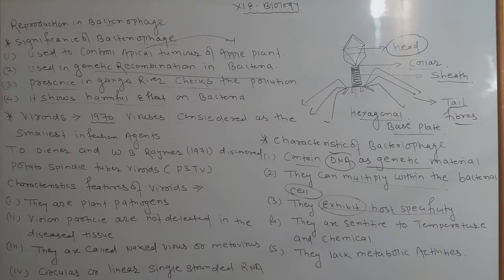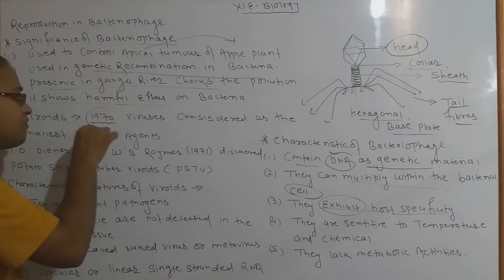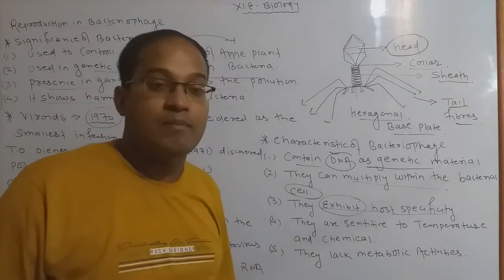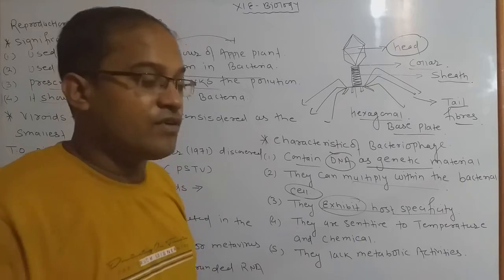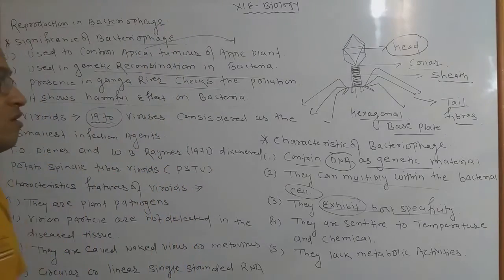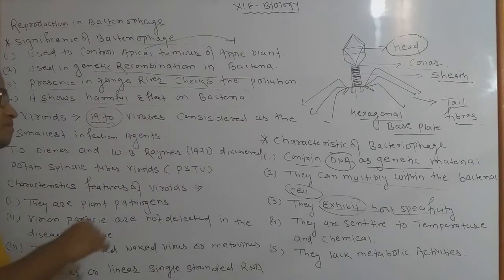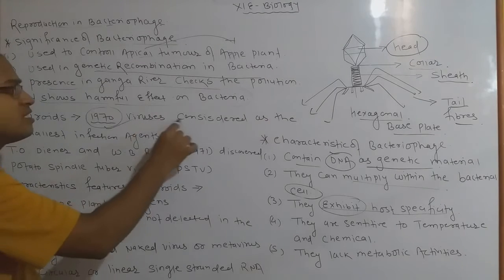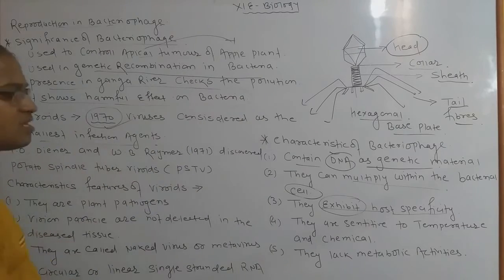Okay, apart from that, this is the last topic of your fifth chapter on fungi. Now we are going to discuss the viroids. After the virus and bacteriophage, we are going to discuss the viroids. What is the meaning of viroids? First of all, before 1970 there was a confusion about that. Virus was considered the smallest infectious agent.